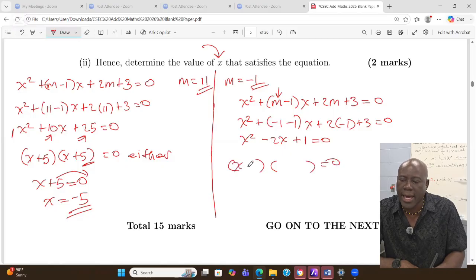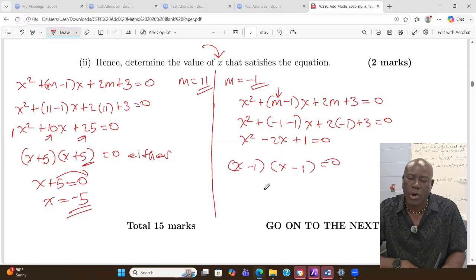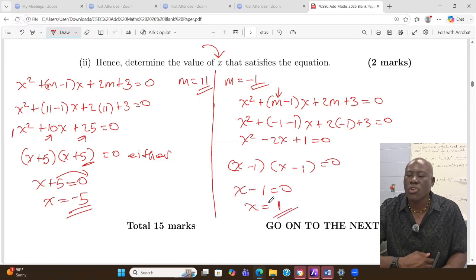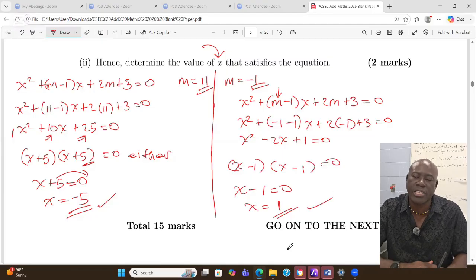In this case, we have (x minus 1) and (x minus 1). So we're going to have x minus 1 equal to 0, and x is equal to positive 1. So our two cases are x is equal to negative 5, and x is also equal to positive 1.